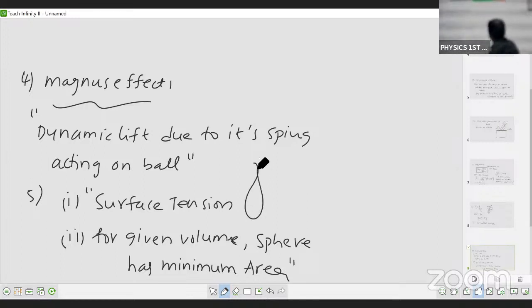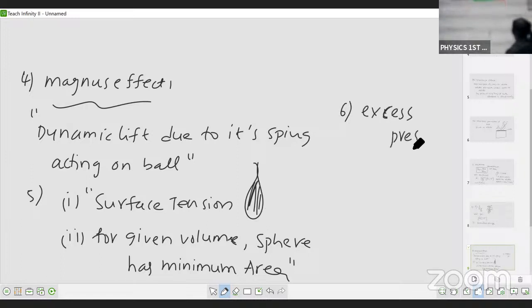This is question 5. This water drop, why is it spherical in nature? One is surface tension. The second one is that for a given volume, a sphere has minimum surface area. That's why, due to gravitational pull, we are getting this shape. Question number 6: give the expression for the excess pressure in a liquid drop.